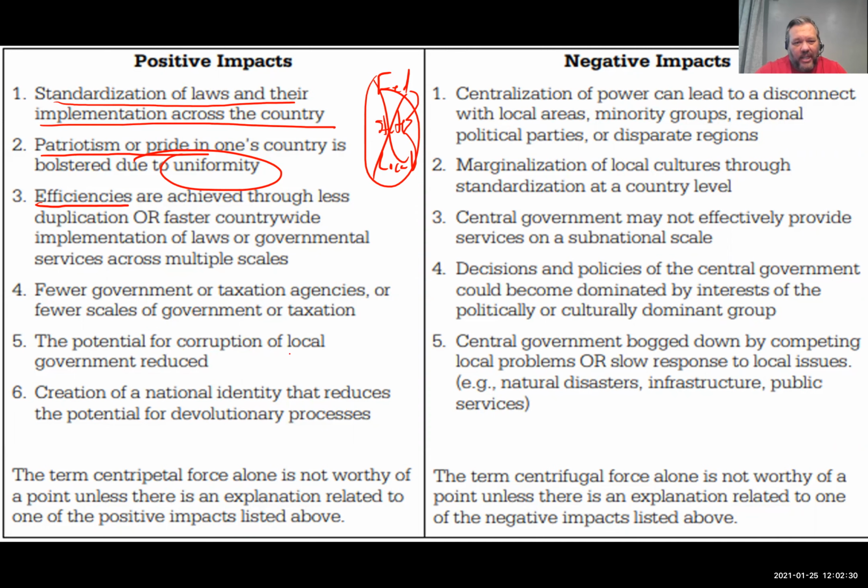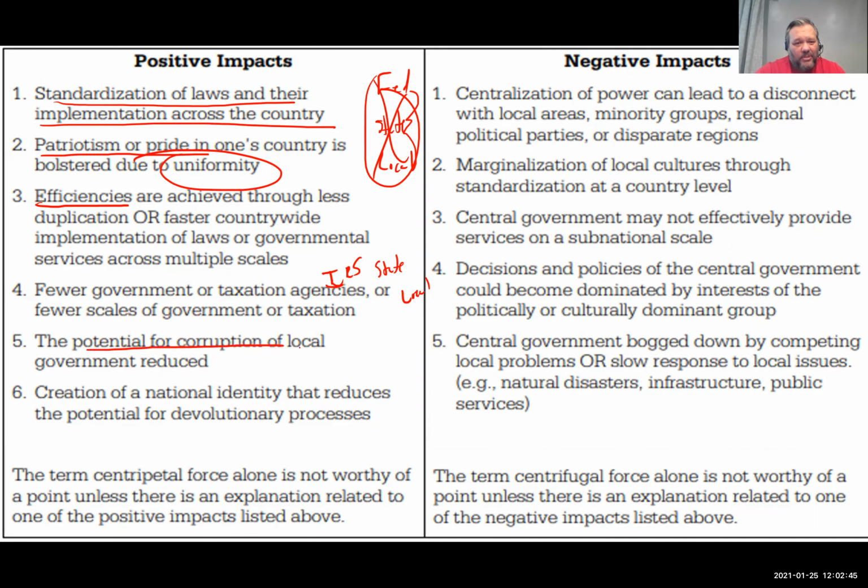And then fewer government or taxation agencies. We have the IRS for the federal government here, and we have the state, and we have a lot of different taxes throughout the state, and then we have the local. We have a lot of local taxes that we have to pay, and so you just kind of cut down on that with the unitary system.